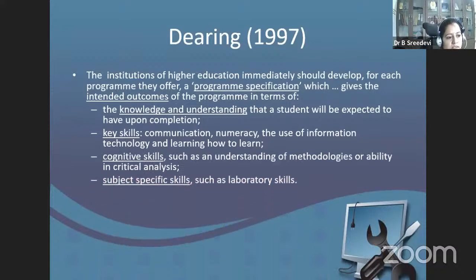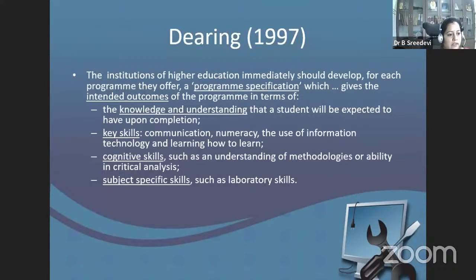Then cognitive skills. What are cognitive skills? Cognitive skills are nothing but brain-related skills. How are they related to attitude? They are related to the attitude of the students: how this particular course is going to change the attitude of the students, and how they can remember the facts and concepts in the particular course.